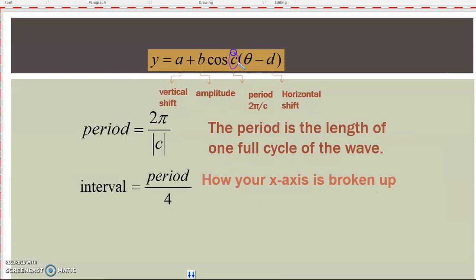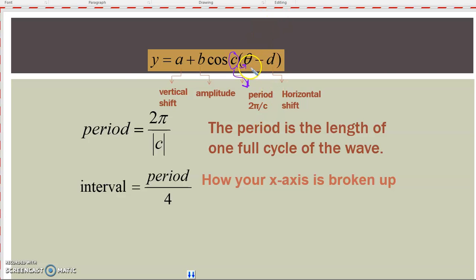So the C value deals with the period. We take our original period of 2 pi, which is one wave, one rotation, and we divide it by whatever number is right in front of theta. That's our C value. And then to find out what our tick marks are going to be named, or how far apart they are, we take that new period and divide it by 4.